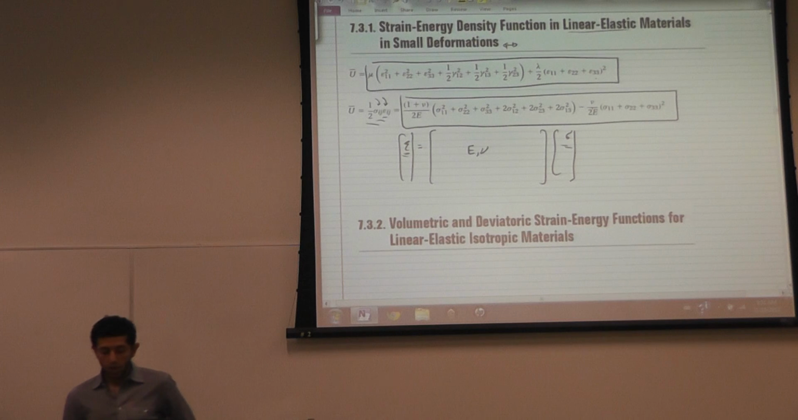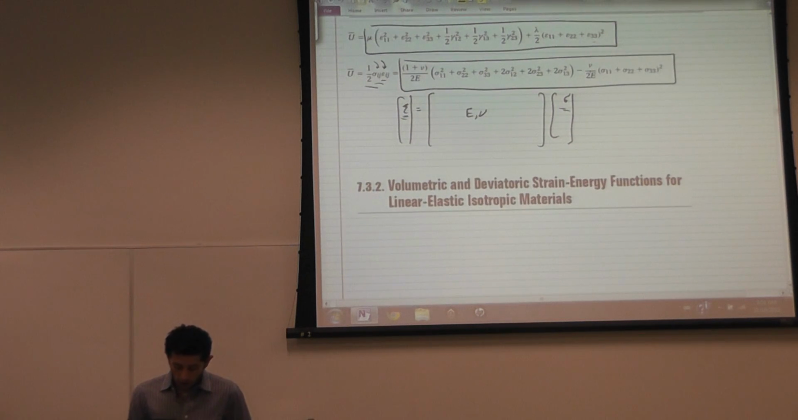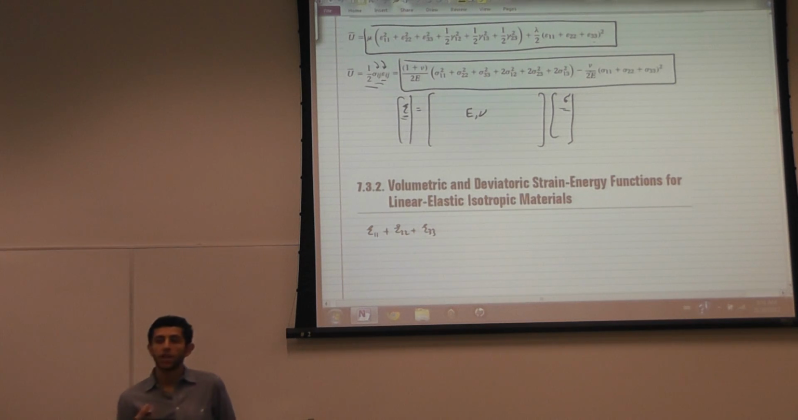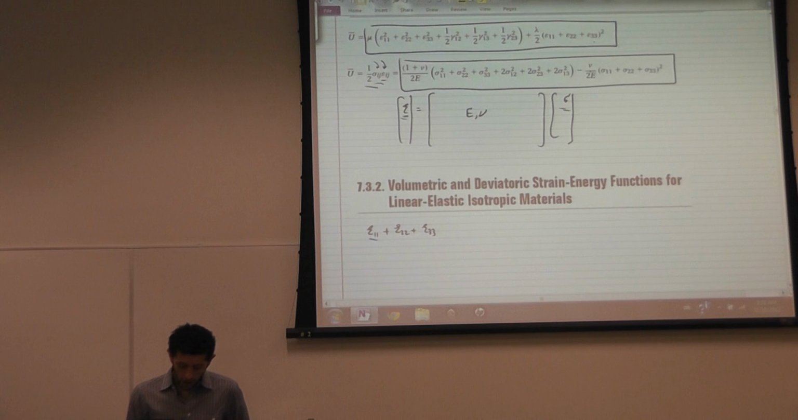Now when you look at these expressions, let's look at epsilon 1 plus epsilon 2 plus epsilon 3. Let's look at the volumetric strain. We just want to show that the energy stored inside a continuum can be divided into two forms, a volumetric form and a deviatoric form. A form that's due to the volumetric stress, due to the hydrostatic stress, and a form due to the deviatoric stress.